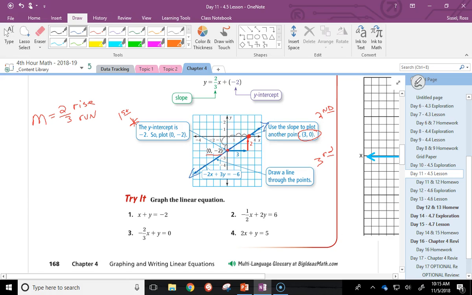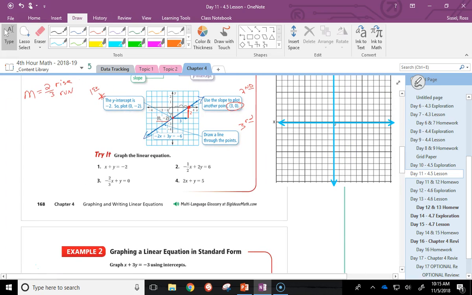We have graphed negative 2x plus 3y equals negative 6. Notice, we couldn't just look at that and say, negative 2 is my slope and negative 6 is my y-intercept. We cannot do that until we get into slope-intercept form. So we are going to try it right now.